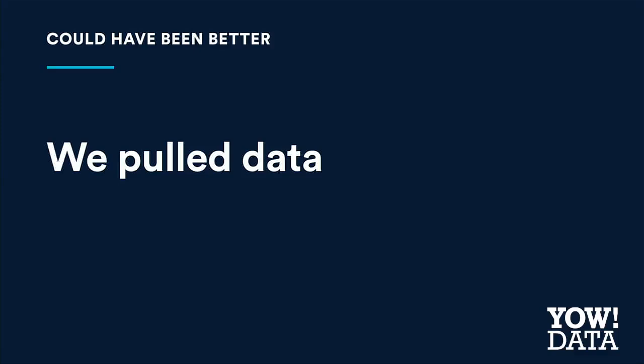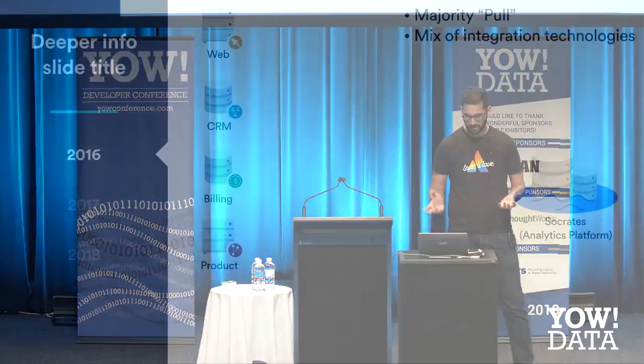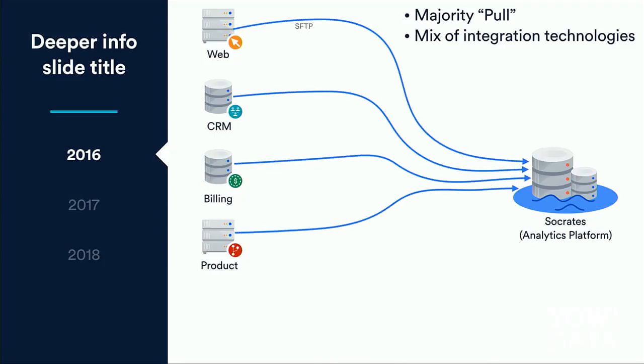Another bad thing that we did was we pulled data, and we made it our duty to go to each sourcing system and basically pull data as opposed to having it pushed to us. So I'll give you a bit of a history. When we started, we set up a lot of batch jobs to tap into each sourcing system, using whatever technology was necessary to extract this data.